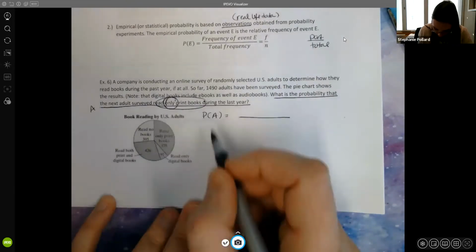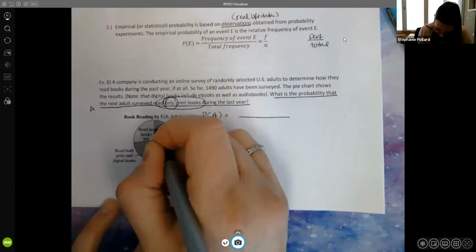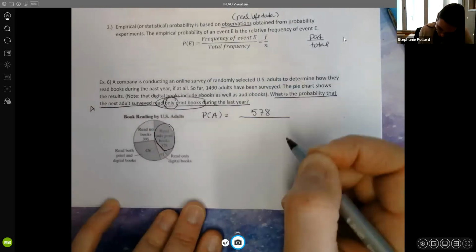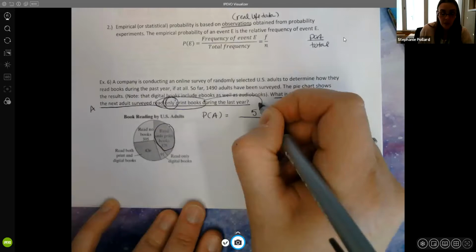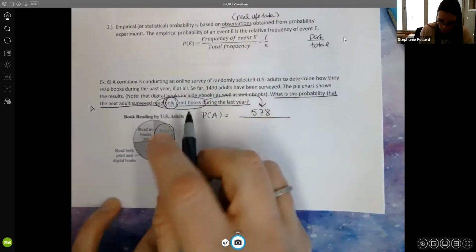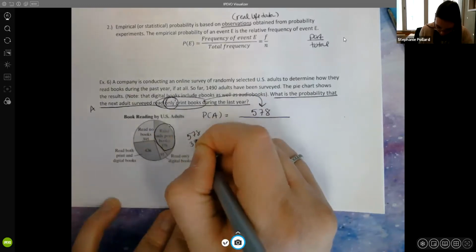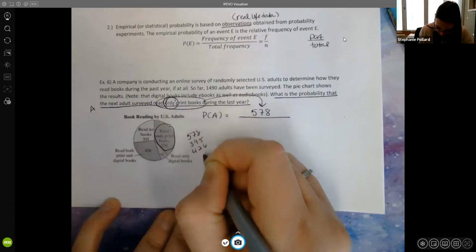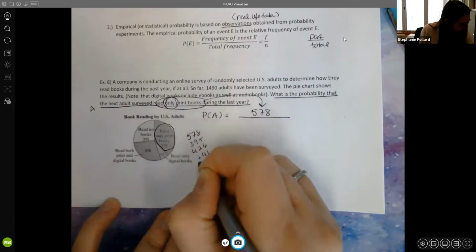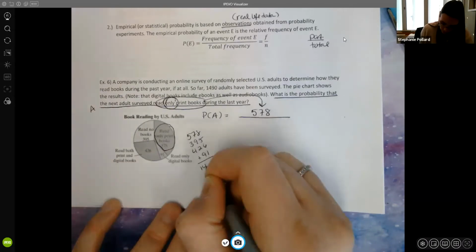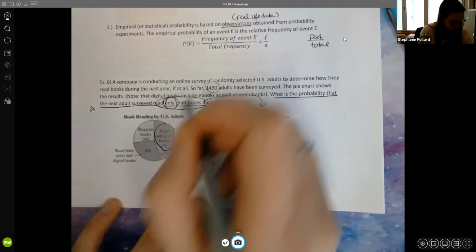Let's see if I read through here. Read only print books is 578, right? So that's the number for the event that we're looking for. And then on the bottom, we want the total. So what I'd have to do here is figure out what 578 plus 395 plus 426 plus 91 is. I'm going to add these all up together and I get 1490, which is what we saw right here as well.